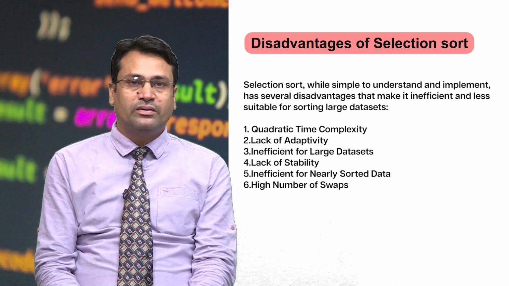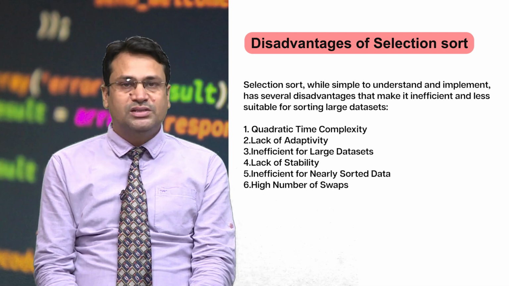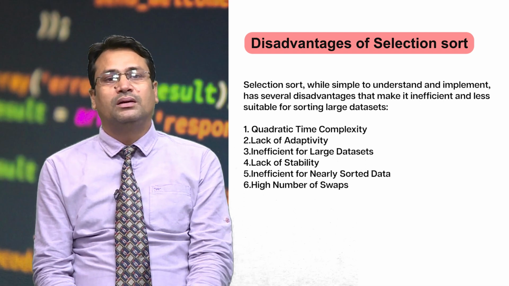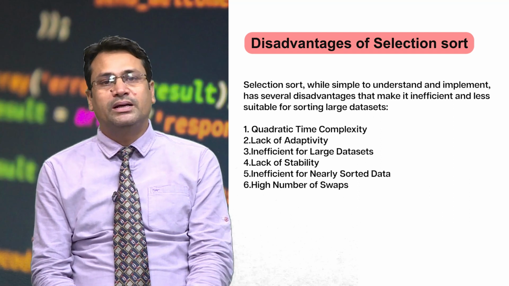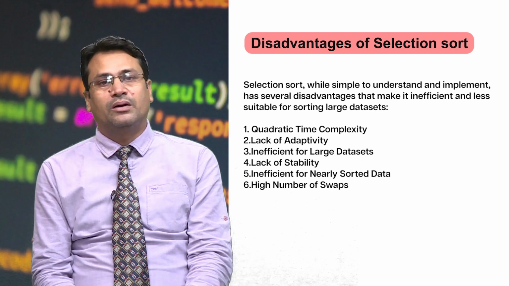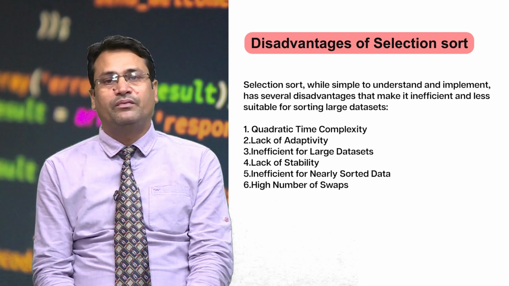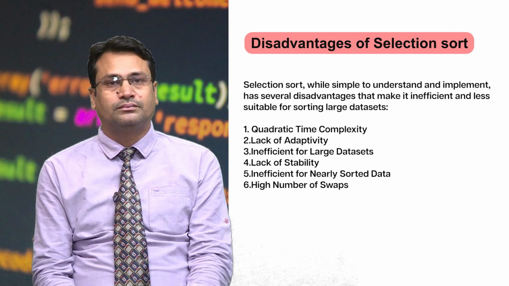Next disadvantage is lack of adaptivity. Selection sort does not adapt to the initial order of the elements. It performs the same number of comparisons and swaps regardless of whether the input data is partially sorted or completely unsorted. This lack of adaptivity makes it inefficient in practice when dealing with real world data.